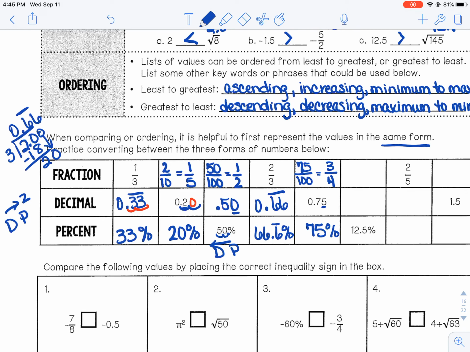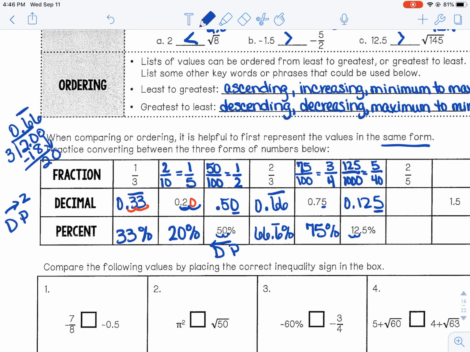With 12.5%, I need to move that decimal 2 places to the left, and that's going to give me 0.125. In order to make it a fraction, I need to see what place value that 5 is in. It's in the thousandths, so 125 over 1,000. Now, most of us don't see the largest value that will go into both 125 and 1,000, but we do know that at least 25 will go in there. So 25 goes into 125 5 times, and it goes into 1,000 40 times.